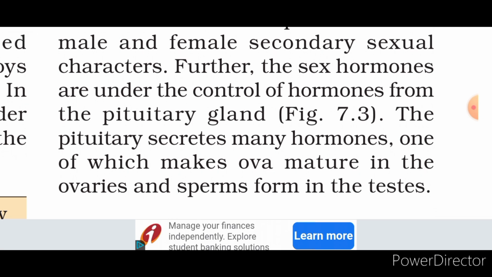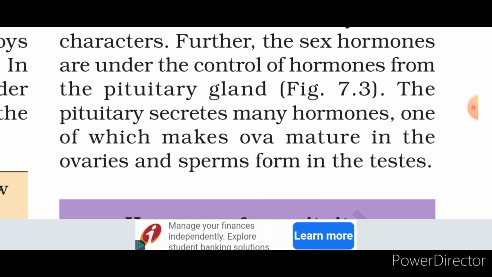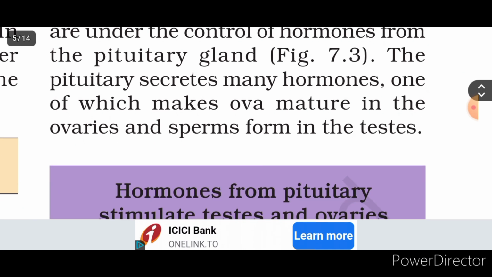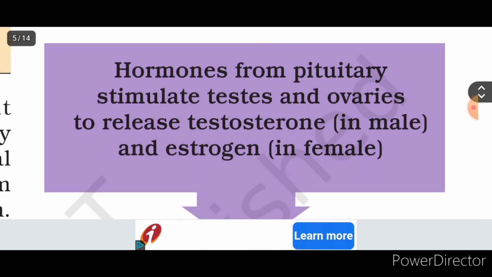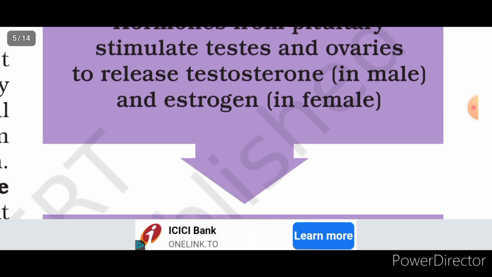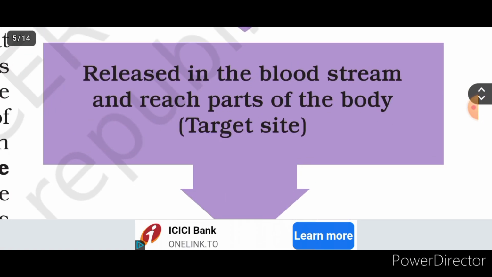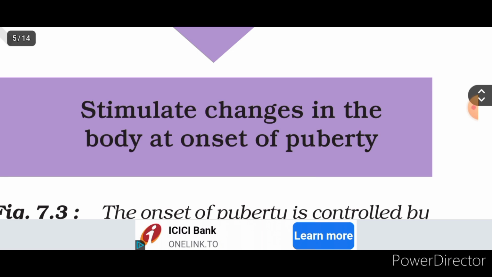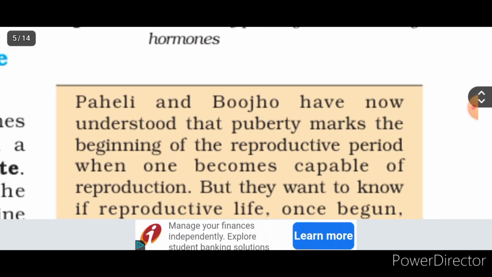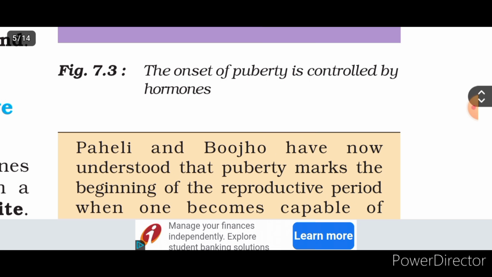Further, the sex hormones are under the control of hormones from the pituitary gland. The pituitary secretes many hormones, one of which makes ova mature in the ovaries and sperms form in the testes. Hormones from the pituitary stimulate testes and ovaries to release testosterone in male and estrogen in female. These are released in the bloodstream and reach the target site. They stimulate changes in the body at the onset of puberty. The onset of puberty is controlled by hormones.